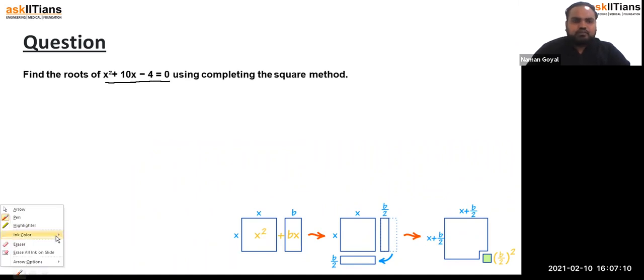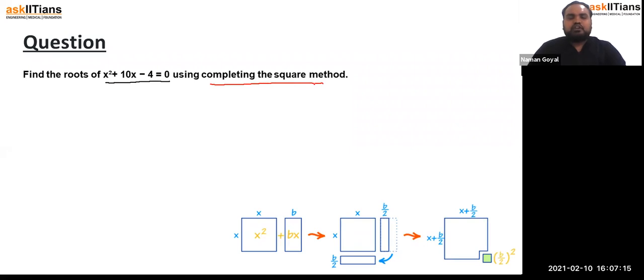Using the method completing the square. Okay, using which method? Completing the square. Because in the question it is given that you have to use this specific method. So if the question says you have to use the completing the square method, then you have to use that only. If you use another method while solving this quadratic equation, then marks will be deducted for this question.